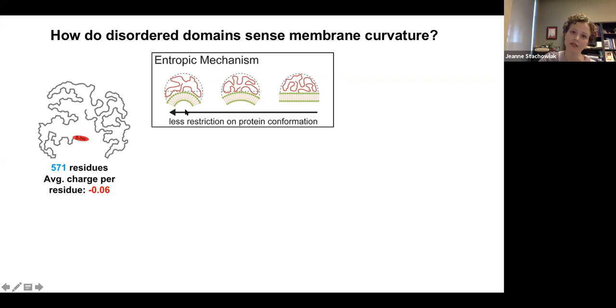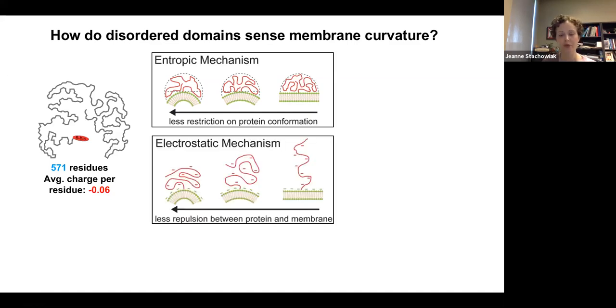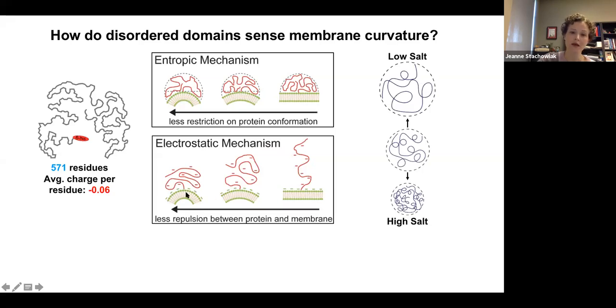So it's less costly to bind this highly curved, small diameter vesicle than to bind this flatter, larger vesicle. Then a second possible mechanism could potentially arise from electrostatic repulsion. Many membranes, including the inner plasma membrane of cells, are substantially negatively charged. So if this domain is also negatively charged, you can imagine that there will be a repulsion between the domain and the membrane. And the more the membrane bends away from the protein, that electrostatic repulsion will be reduced. And there should be a preference, therefore, for the more curved membrane.